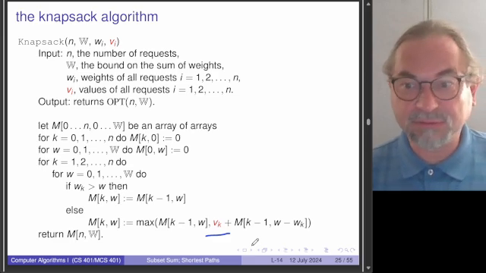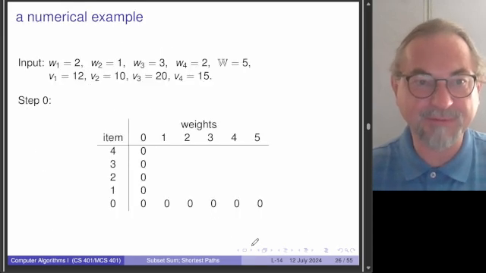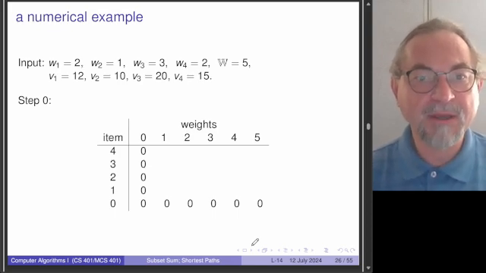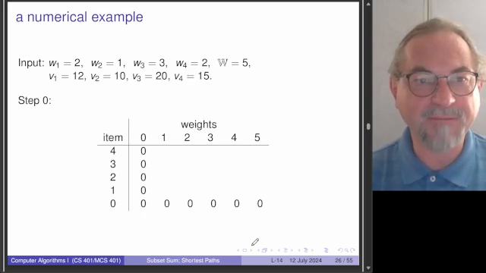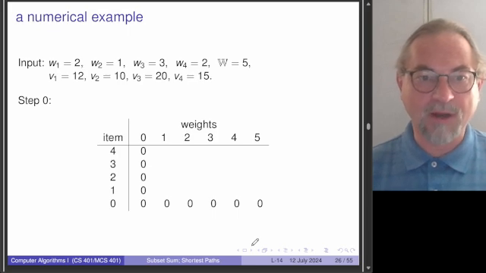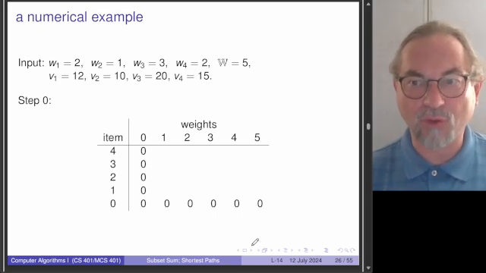Okay, so we know how to do things now, so let's nevertheless look at a numerical example. We have now 4 weights, an upper bound of 5, and 4 different values. The algorithm runs row-wise, so we initialize the first column by zeros and the first row also by zeros.